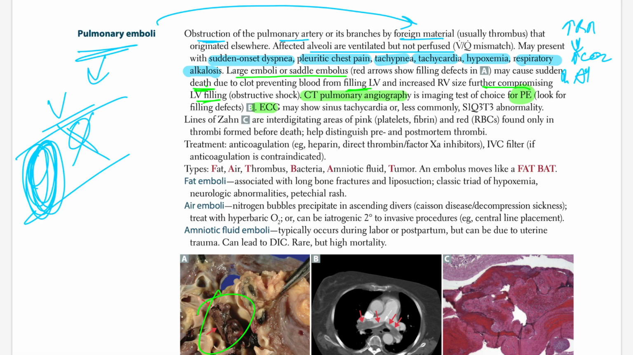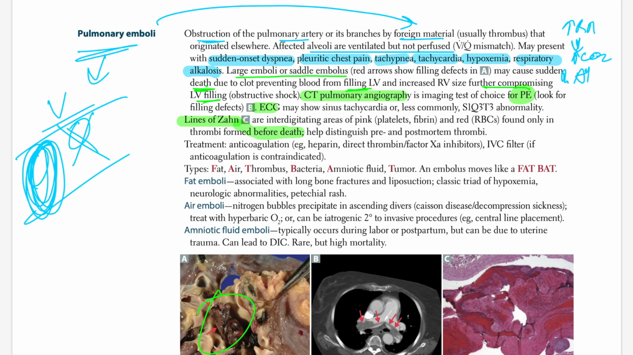Lines of Zahn, this is also important. What is that? They are interdigitating areas of pink platelet fibrin and red RBC found only in thrombi formed before death. So lines of Zahn could be seen before death. That would help distinguish antemortem and postmortem thrombi, because in postmortem you will not see lines of Zahn.